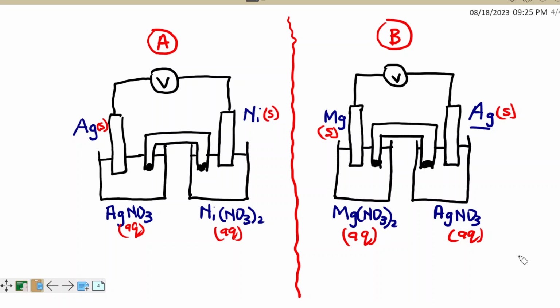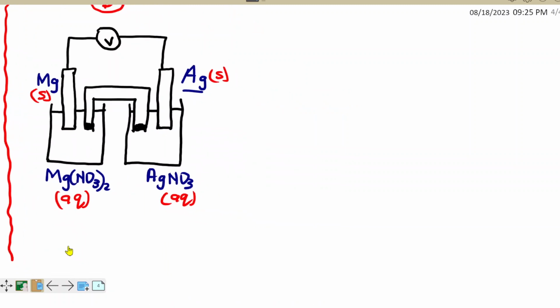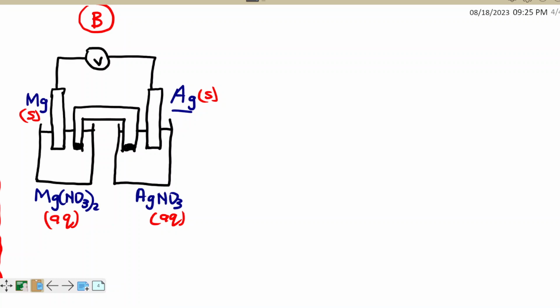Okay, first let us look at the electrolyte. This one, the magnesium nitrate, that is the electrolyte, the solution. So if you look at the electrolyte here, just want to give you a picture. So you have this magnesium nitrate solution.